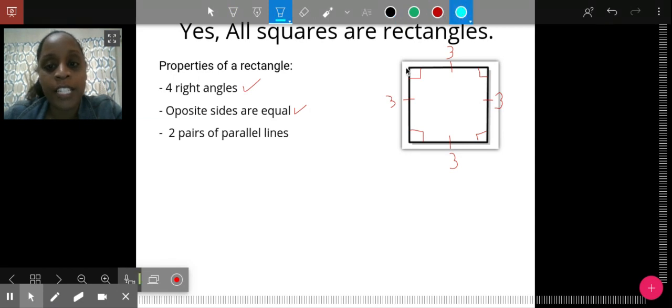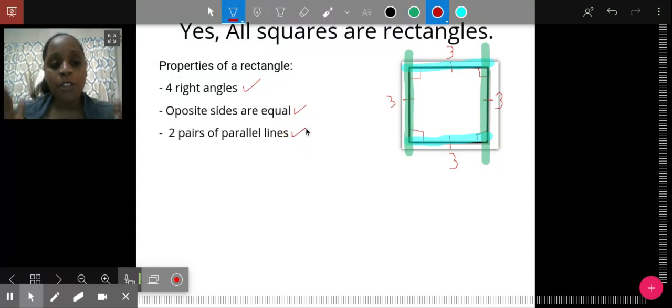Here in a square, this side is parallel to this side. Okay? This side is parallel to this side. So in this particular case, does it fit that characteristic? Yes, so I could give it a check.